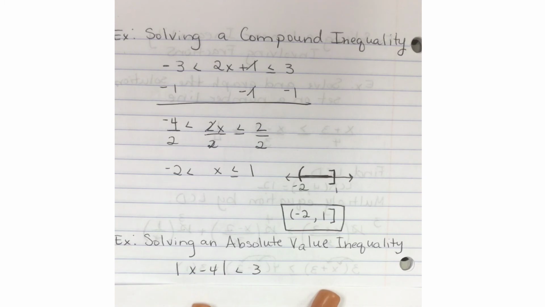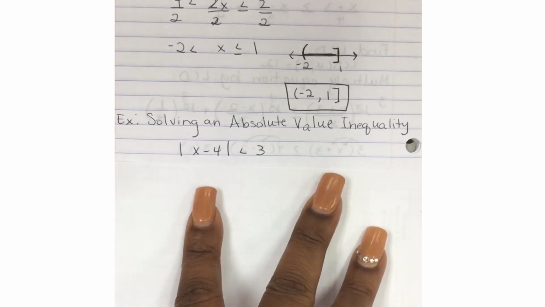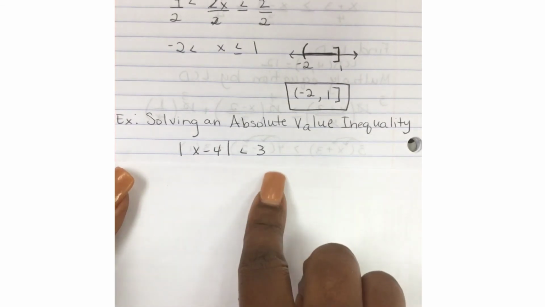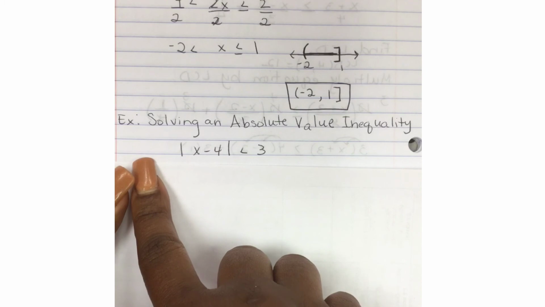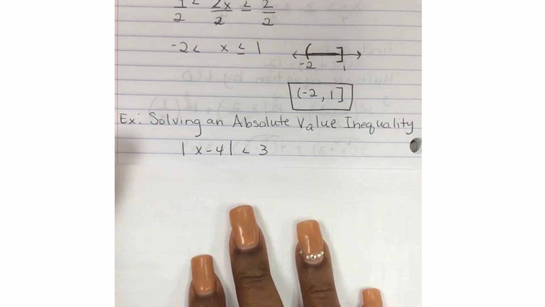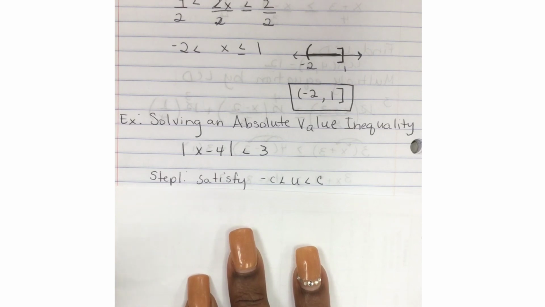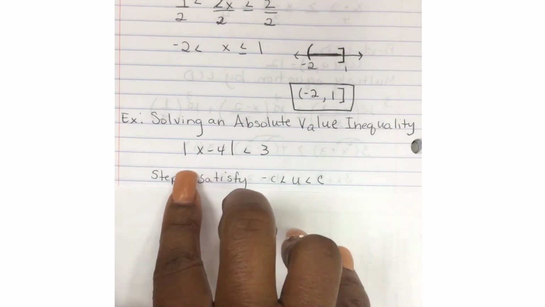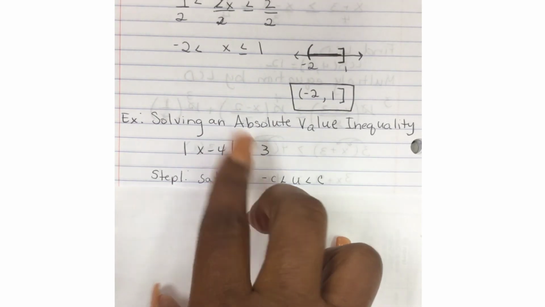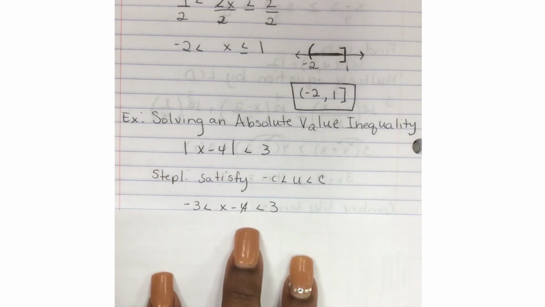Now we have an absolute value inequality. Whenever we're solving an absolute value inequality, we want to solve for both the positive and the negative, okay? So when we rewrite it, it has to satisfy -c is less than u, which is less than c. So when I rewrite this equation, we're solving for 3, but we also have to solve for -3.